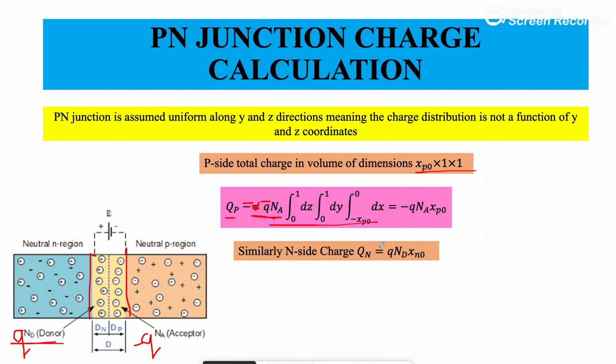Similarly, you can carry out integration to find the total charge on the n side of this junction, and we will see that the total charge on the n side is q into nd x n naught. Okay, because of charge conservation, the magnitude of charge on the p side must be equal to the charge on the n side. Okay, so we will be talking about the p-n junction a lot later on. So let us come to another term.